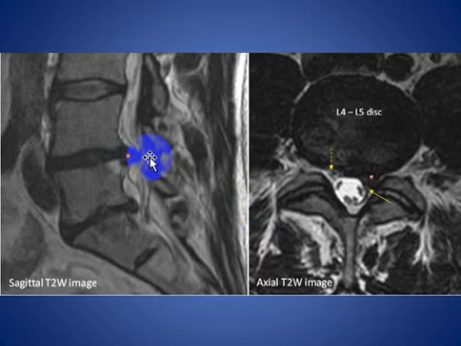As we see here, this is the central disc protrusion and subarticular localization with compression of the left nerve root, and this is the right nerve root here.